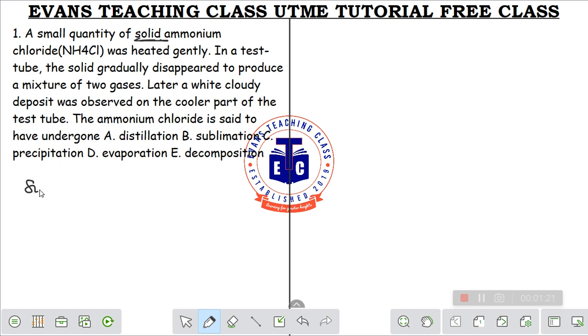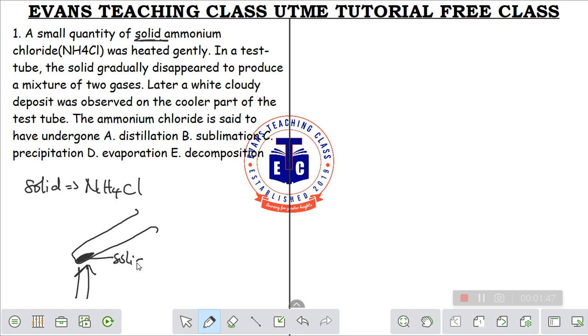Whenever you see questions like this, when you see a particular solid, this is a solid, right? So this solid, which is ammonium chloride, they said it's in the test tube. Assuming this is the test tube, this is the ammonium chloride. They now said after heating this ammonium chloride, it leads to the solid disappearing. So when they heat it, after heating, this solid disappears.